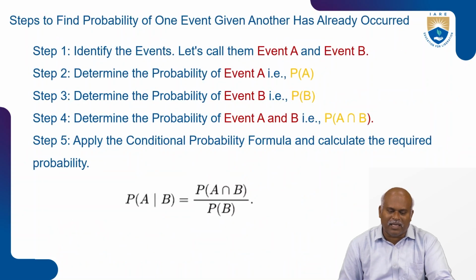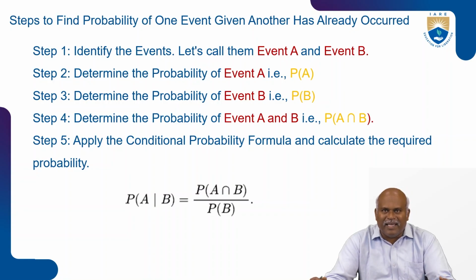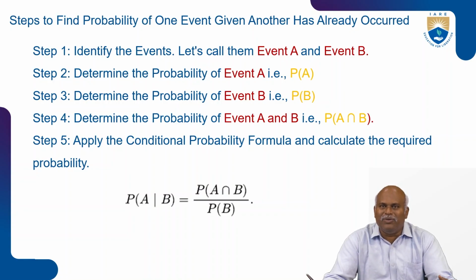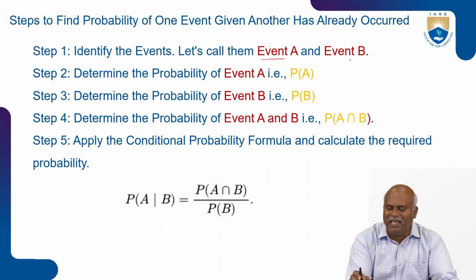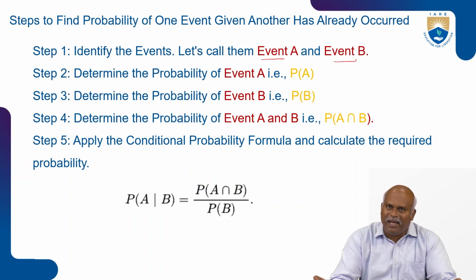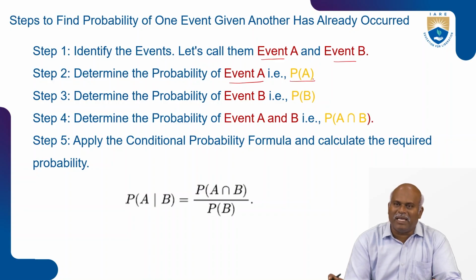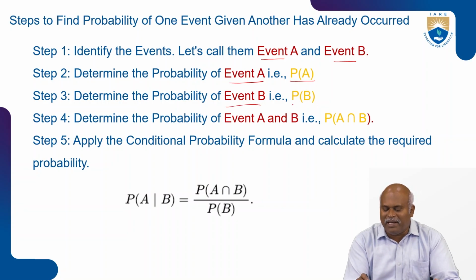Okay. What are the steps to follow to find the probability of events? First step, in the case where one event is given and another event has already occurred, identify the events. So we take two events, A and B. After that, we determine the probability of both events. For event A, I write the probability of A. Another event is represented as event B. The probability is equal to P of B.